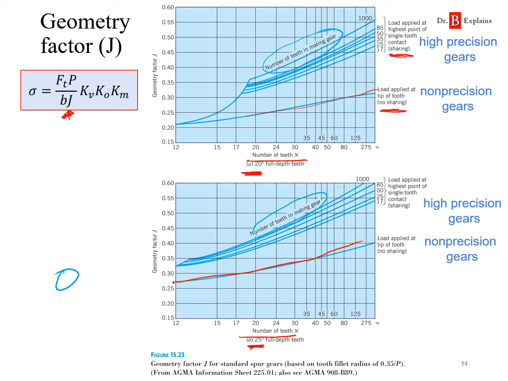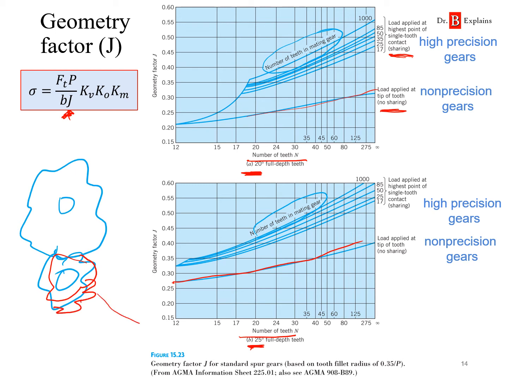So let's say you have a pinion and then a gear. Let's say you're analyzing the stresses on this guy. You would count how many gear teeth are on that guy. You would go over here. But if it's a high precision gear, then you would also have to figure out what is the number of teeth on the mating gear, which would be on this guy. More or less pick from here a line and actually get the values.